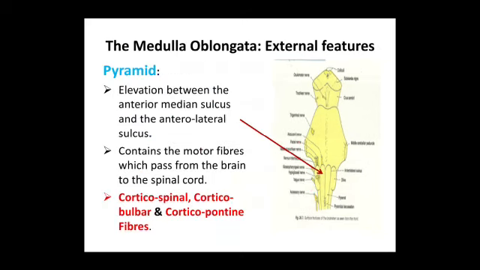The pyramid is an elevation seen between the anterior median sulcus and the anterolateral sulcus. It contains motor fibers which pass from the brain to the spinal cord. So it mainly contains the corticospinal, corticobulbar and corticopontine fibers.